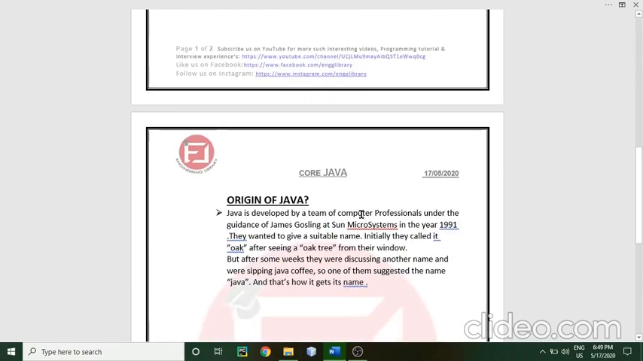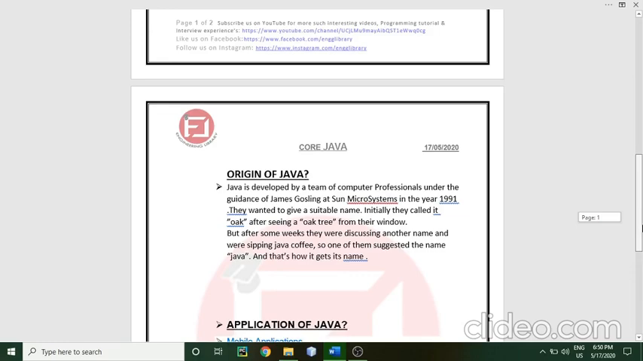Now, the origin of Java. How did Java come to the screen? How did we get the term Java? We have to know about it. Java was developed by a team of computer professionals under the guidance of James Gosling at Sun Microsystems in the year 1991. They wanted to give it a suitable name. Initially, they called it Oak after seeing an oak tree from the window. But after some weeks, they were discussing another name and were sipping Java coffee. So one of them suggested the name Java, and that is how it got its name. So we have seen the origin of Java.